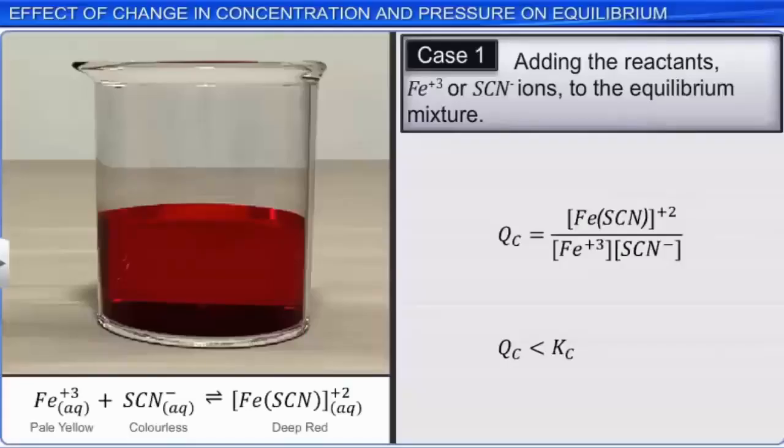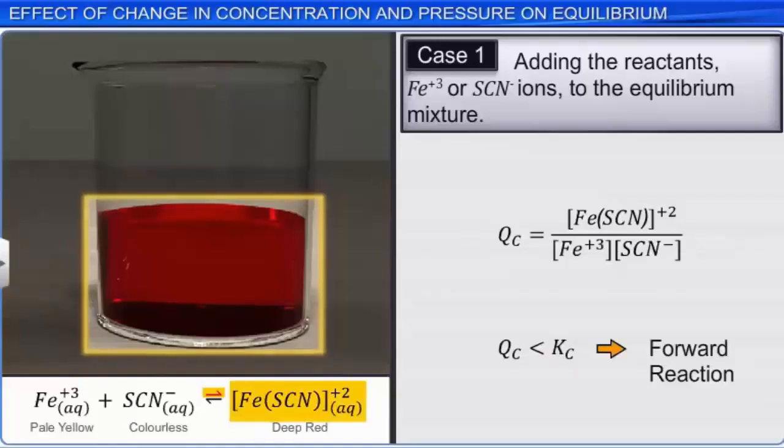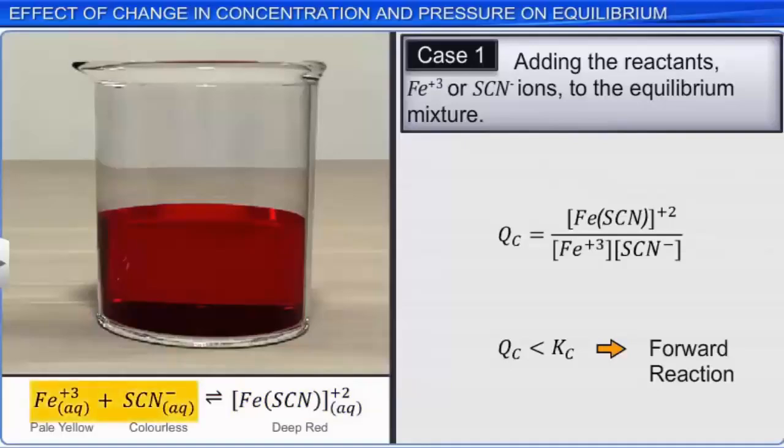You have already studied that when Qc is less than Kc, the reaction proceeds in the direction of formation of products. That means the reaction proceeds towards the formation of FeSCN+2 ions. This is the reason why the solution becomes dark on the addition of more Fe+3 or SCN- ions. Hence, in general, we can say that increasing the concentration of any one of the reactants always favors the forward reaction.